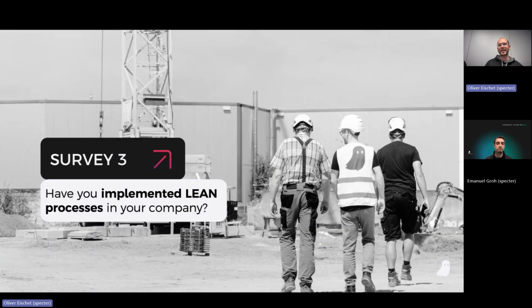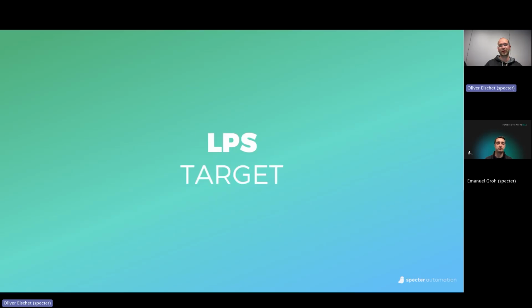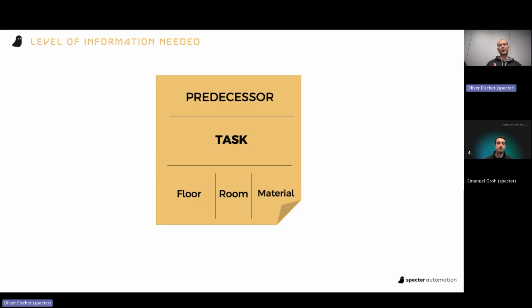I just want to firstly ask, have you implemented any sort of lean processes yet in your company? And then also come to the conclusion. So what should the LPS or the lean construction target be? Well, if we look at the typical information, that's then going to be my last slide and transition to the practical part of Manu.